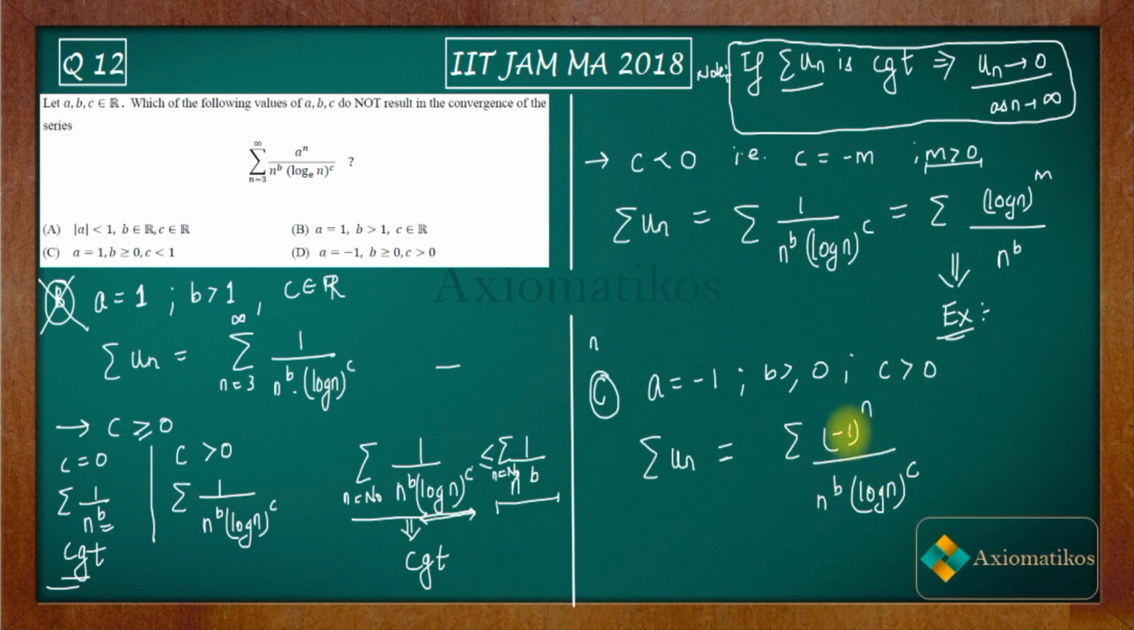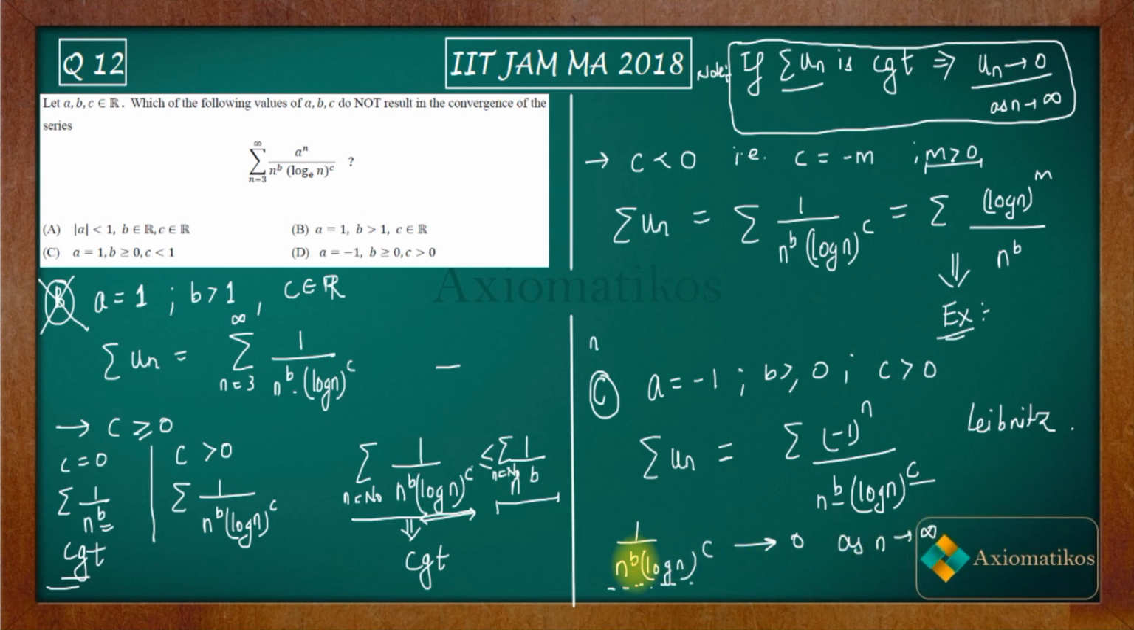Now see this: since it's an alternating series, you cannot use the normal tests that you generally use. What you have to use here is the alternating series test, which is known as the Leibniz test. Now c is greater than 0 and b is also greater than 0. That means 1 by n to the power b (log n) to the power c goes to 0, because b is positive and c is also positive. As n goes to infinity, this term goes to infinity, and this term also goes to infinity, so infinity times infinity is infinity. So the whole term goes to 0 as n goes to infinity.